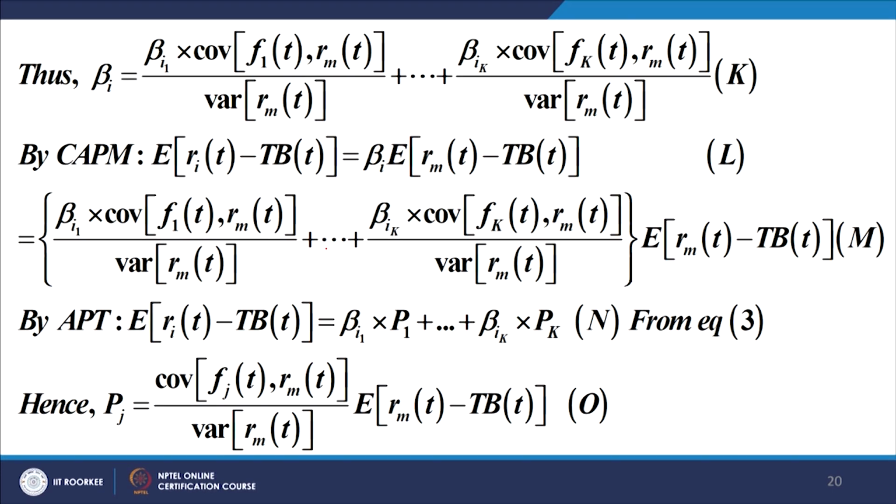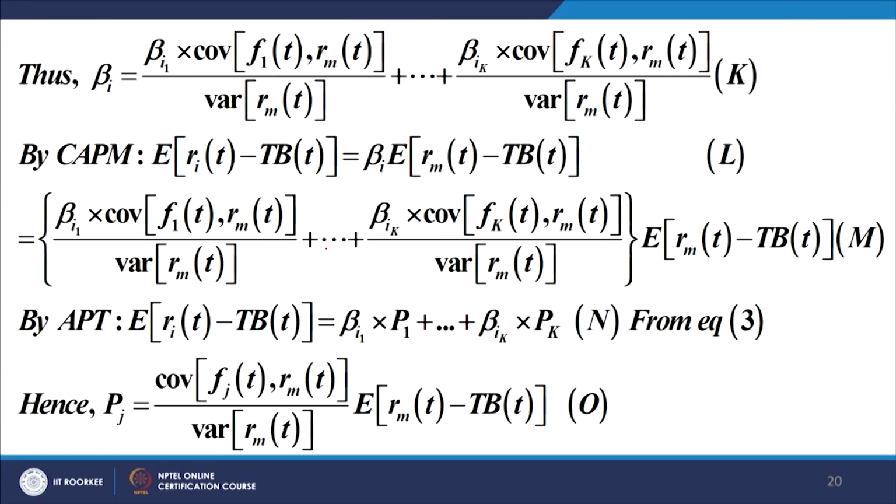I repeat, the equation number n that is shown on your slide is the APT equation, where the excess return on a security is represented in terms of the risk prices or risk premia. So, using that fact and using the treasury bill rate TBT as the proxy for the risk free rate P 0, we can write the expected value of RIT minus P 0 as equal to the expected value of RIT minus TBT, in the form of equation number n. I am sorry, equation number n.